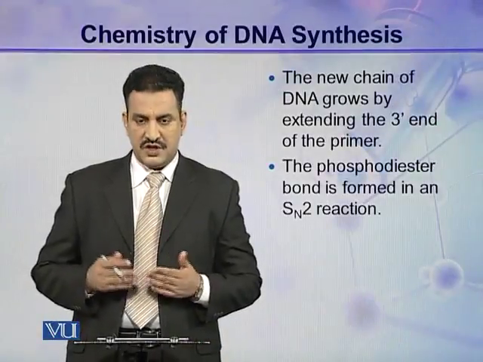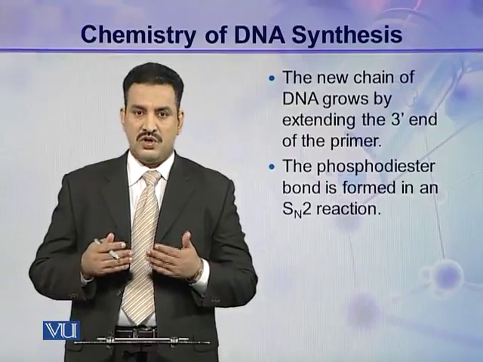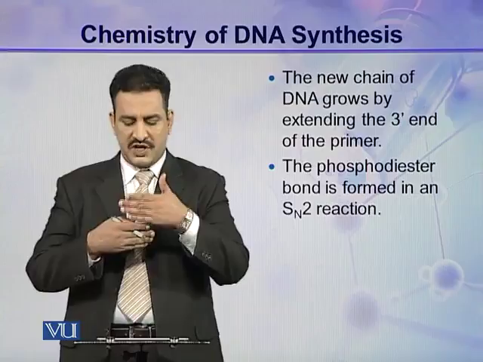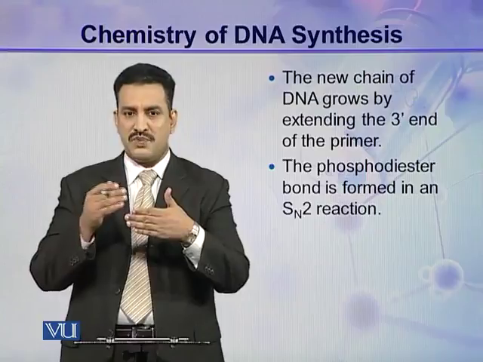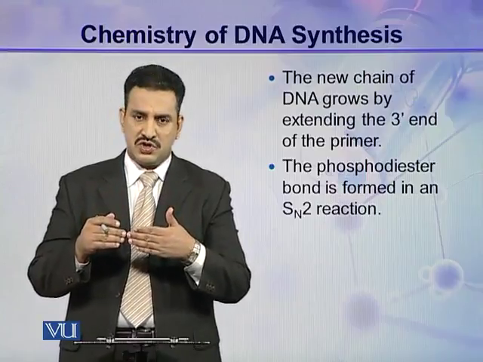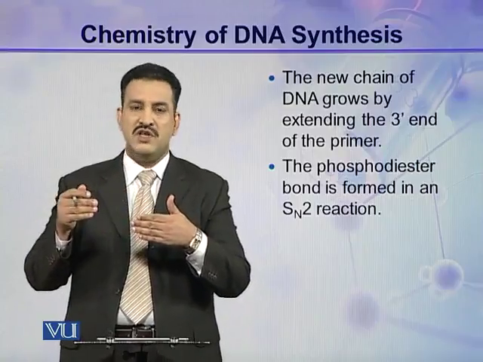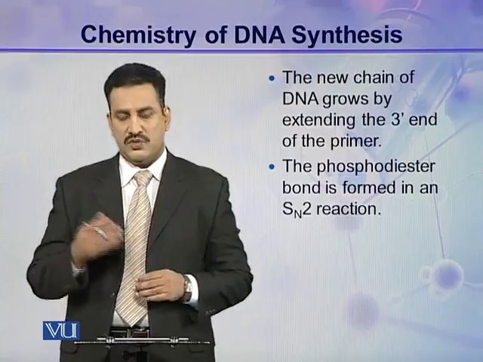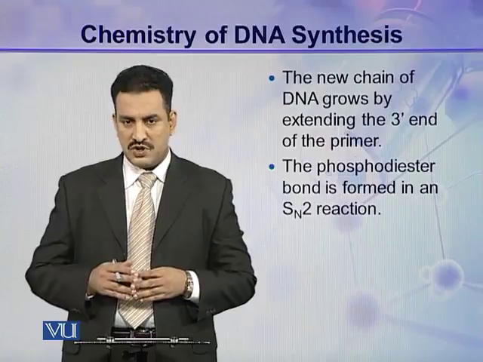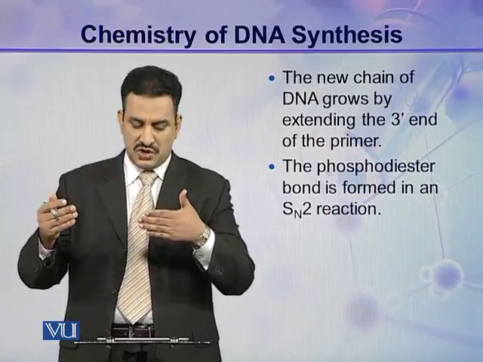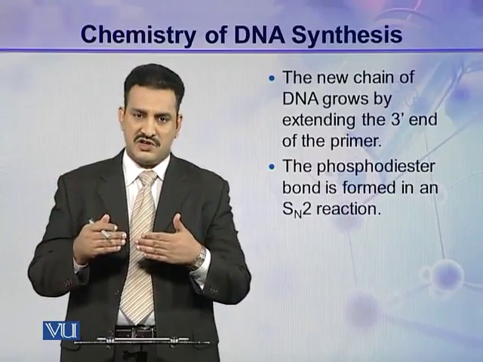The new chain of DNA grows by extending the 3' end of the primer. As you have seen in a primer template junction, one primer is present and the primer has one end which is the 3' end. So the synthesis of the new strand will be continued on this side of the primer, that is, on the 3' end of the primer. The phosphodiester bond is formed between the existing nucleotide and the new incoming nucleoside triphosphate.